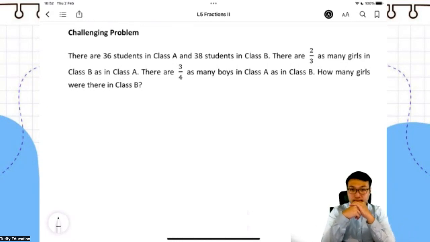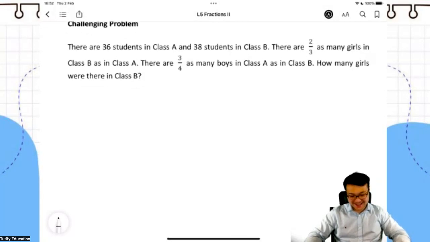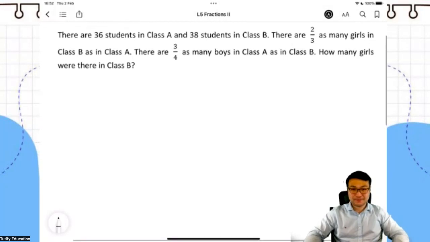Yes, Abby. What is a PSLE? That's the national examination for Singapore. Abby is from Australia, so she doesn't take the PSLE, right, Abby? Okay.